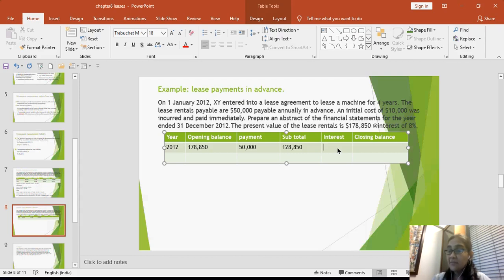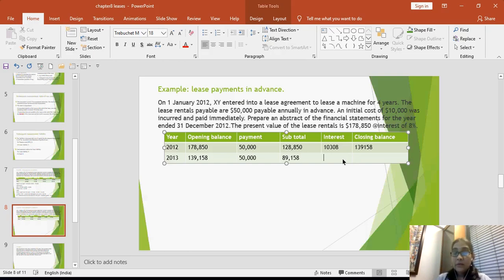So you will calculate the interest on 1,28,850 at 8%, which is 10,308. Okay, and you will add it and you will get a closing balance of 1,39,158. So the closing of 2012 will be the opening of 2013, which is 1,39,158. You will have to make a payment in January itself for 50,000 and the total would be 89,158.